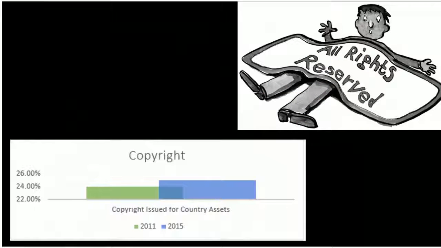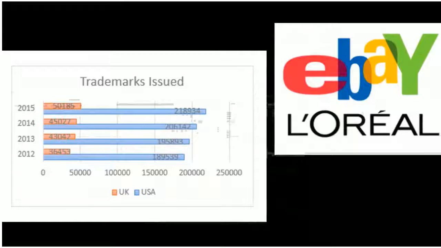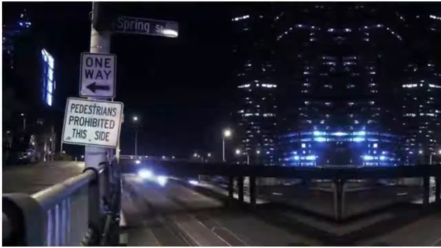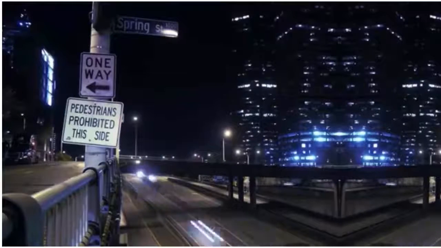In 2011, 24% were assets protected by copyright, and in 2015, those protected increased by 1%. In 2012, 2,900 trademarks were approved, and those numbers doubled in 2015, where 46,299 trademarks were approved. Similar to trademarks, patents doubled from 2,974 in 2012 to 5,464 in 2015. Now we're going to discuss the SWOT analysis of the United Kingdom.